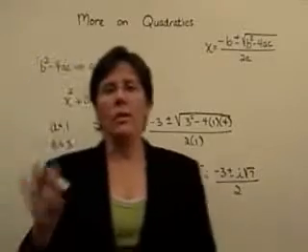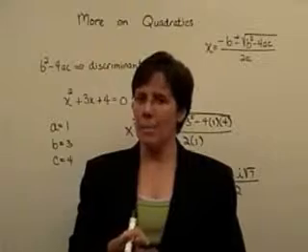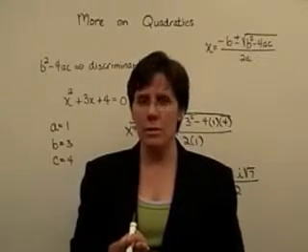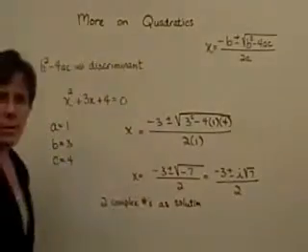Again, please remember, in summary, three situations. A 0 underneath the radical gives you one real solution. A positive number underneath the radical gives you two real solutions. And a negative number underneath the radical gives you two complex numbers as solutions.